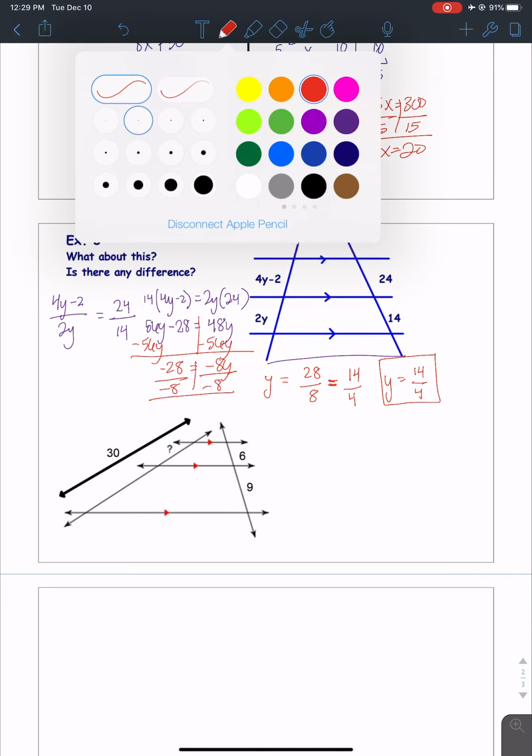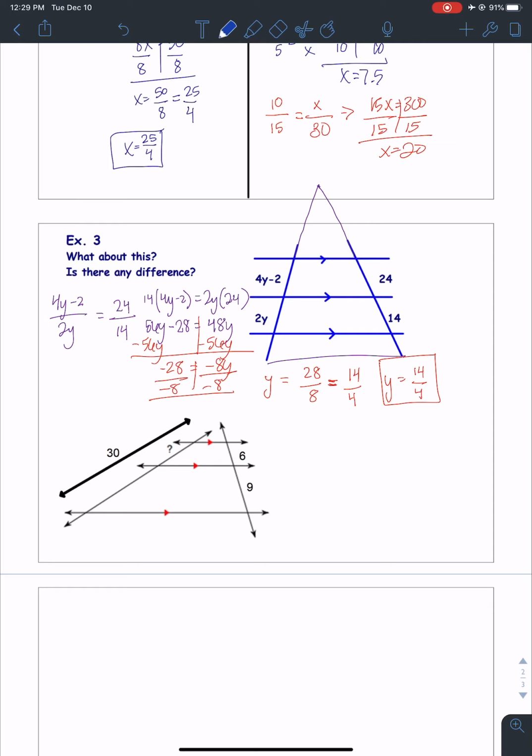And I'm going to go ahead and work this very last one. So we're going to use a similar idea, but this time we need the total here. So 6 plus 9 is 15. So I can make my proportion 6, which is the part, to the total, which is 15. And then this part that I'm missing would correspond to the 6, and then they gave me the total 30.